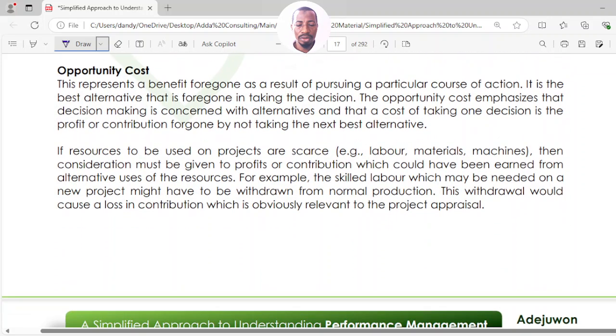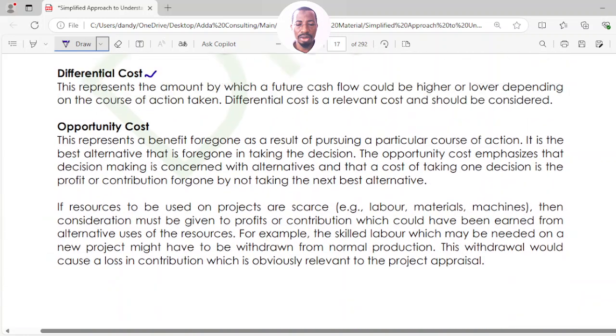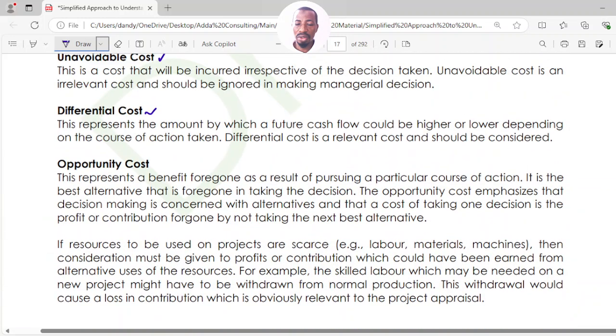Then lastly, we talk about opportunity cost. What do you understand by opportunity cost? Opportunity cost is very common as far as performance management is concerned, as far as relevant costing is concerned. So opportunity cost is a benefit forgone as a result of undertaking a particular course of action. So it is the best alternative that is forgone in taking a decision.